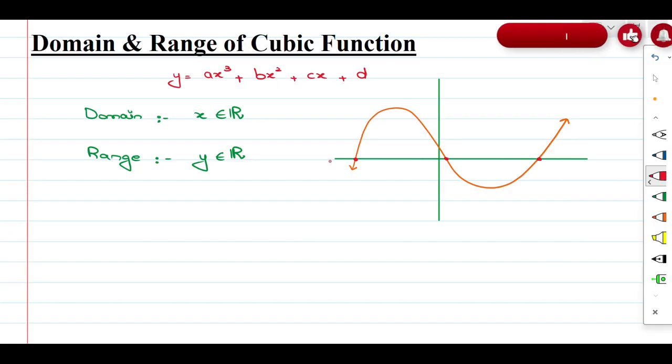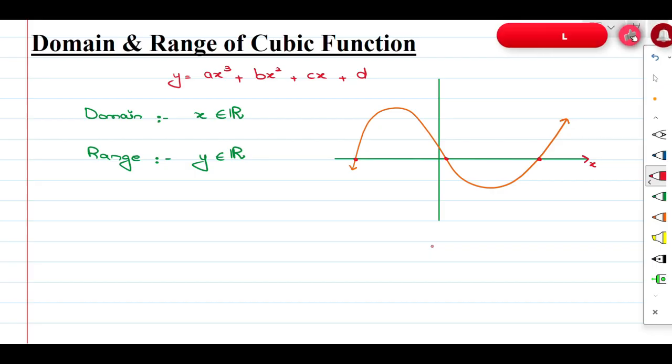Now you can see the domain is all real numbers, all x values are involved in the domain, and all y values are involved in the range, right? So for every cubic function, like we did in the linear function, domain and range is the set of all real numbers. For linear functions and for cubic functions, keep in mind that the domain and range is the set of all real numbers. And for the quadratic function, domain is all real numbers, but the range is decided with the help of the vertex. Once you know the vertex, you can get the range of the quadratic function.